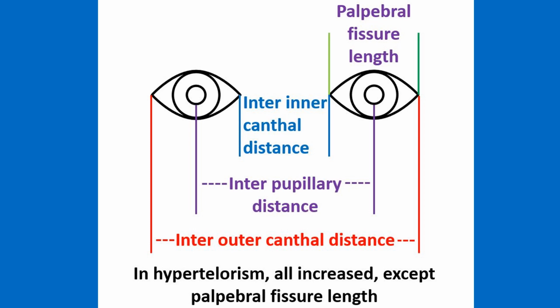This diagram illustrates the various measurements needed to check for orbital hypertelorism. In general, it is mentioned that there is space for an eye between the two eyes normally. Inter-intercanthal distance, interpupillary distance, and inter-outer canthal distance are increased in orbital hypertelorism. Palpebral fissure length is normal.